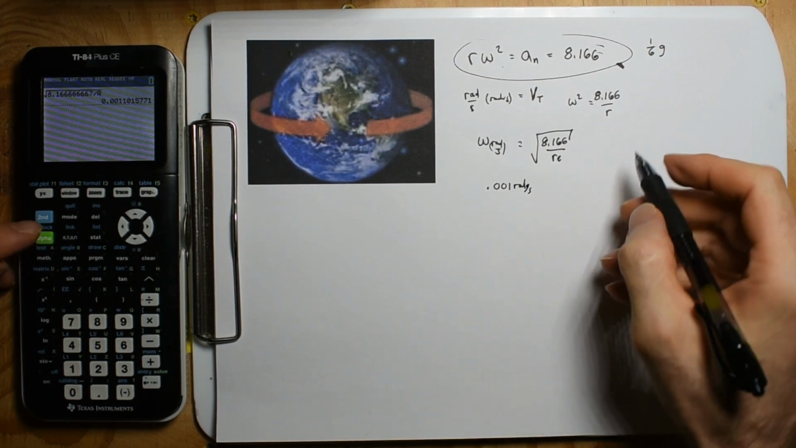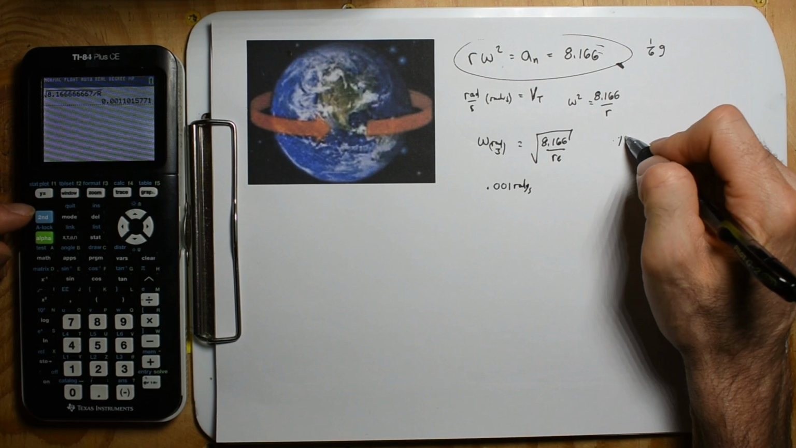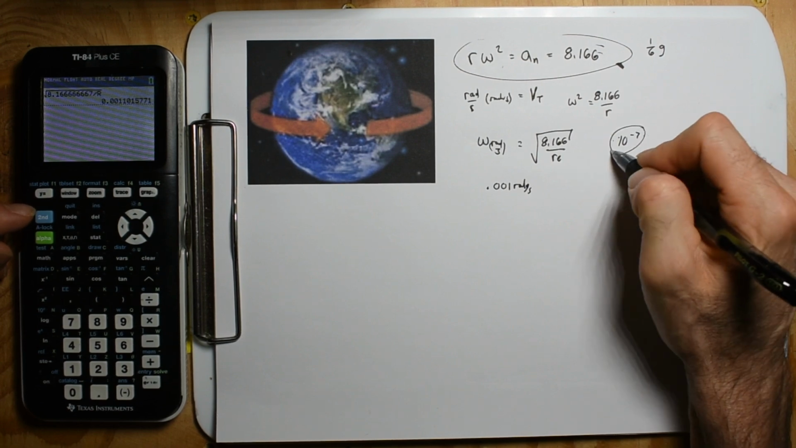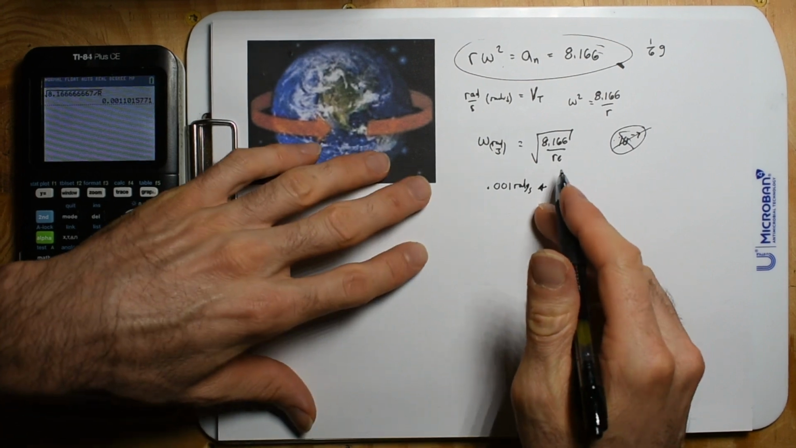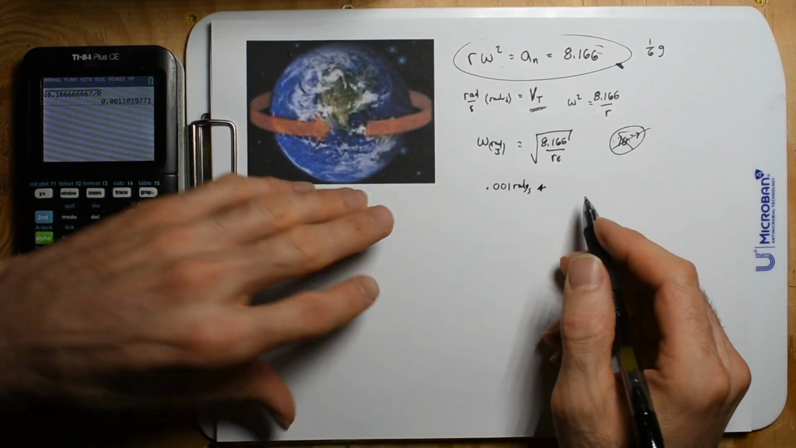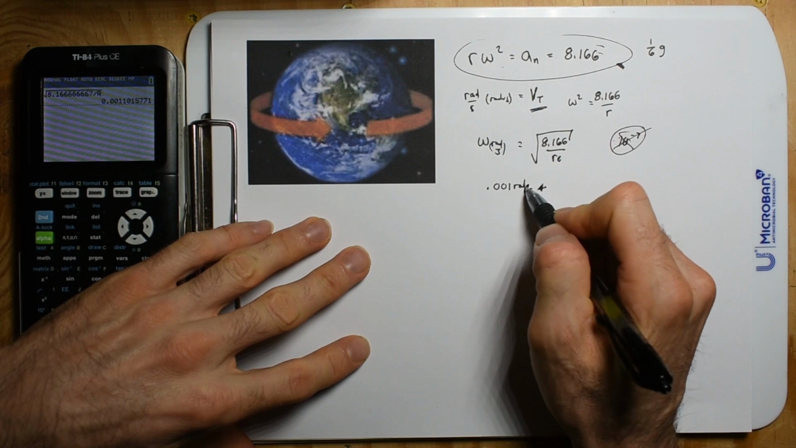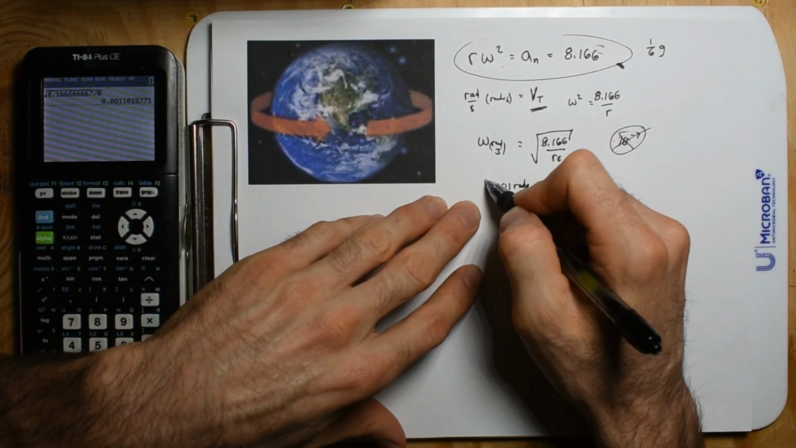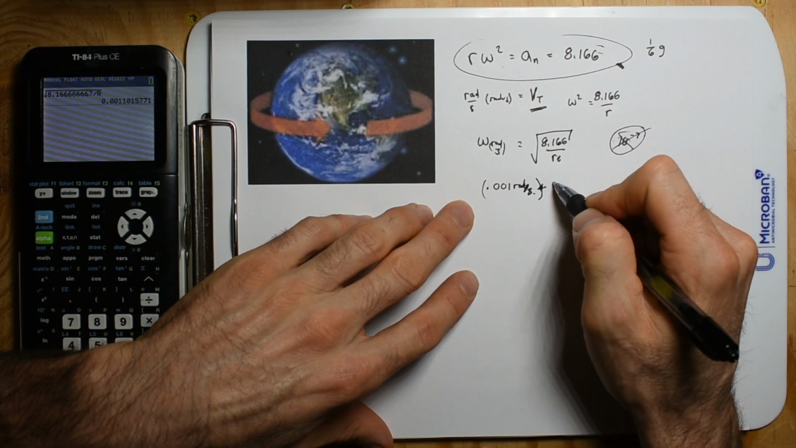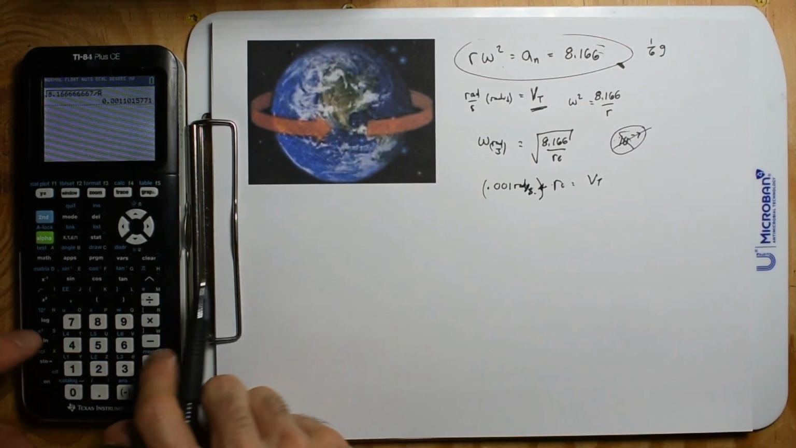Now, the actual angular velocity of the Earth, I think it's like 10 to the negative 7. It's really small. So now we need to figure out what the tangential velocity is. Right now we have radians per second, and if we multiply by the radius of the Earth, that gives us something normal, our tangential velocity.